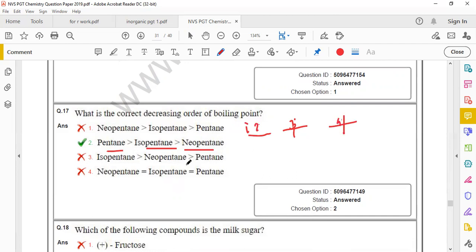So as soon as we increase the branching, what will happen? The boiling point will decrease, right? As much as the branching increases, the boiling point decreases. So here we can say pentane has no branching, so its boiling point will be greater than isopentane. Isopentane has a greater boiling point than neopentane. So boiling point decreases as branching increases.